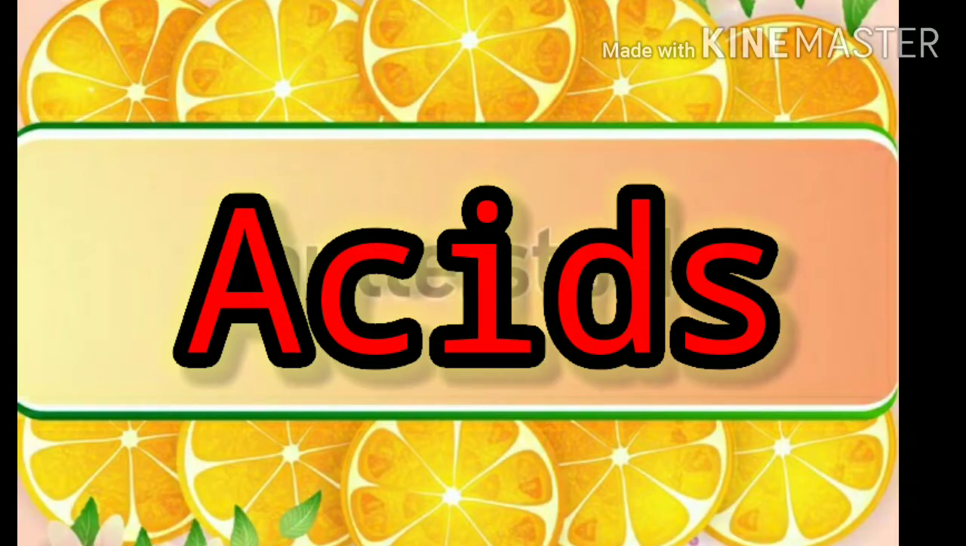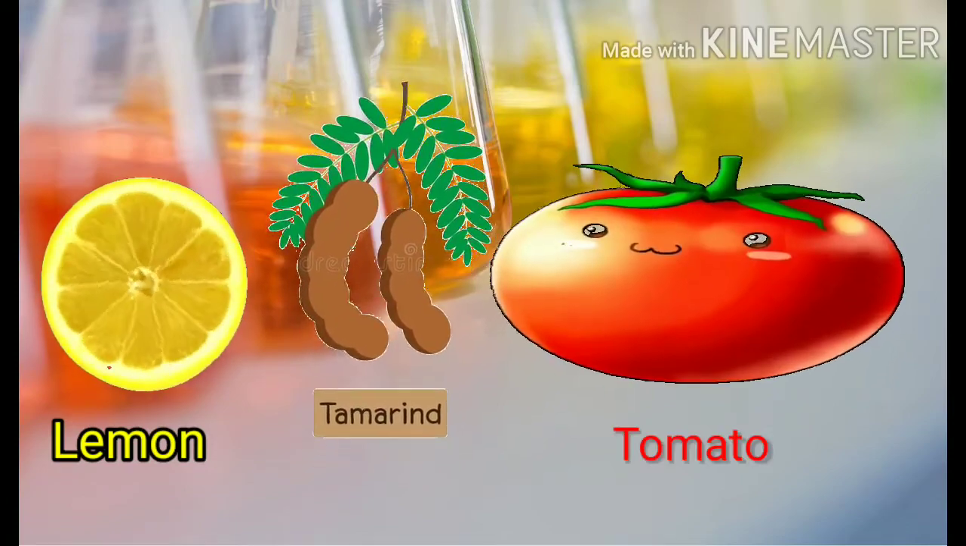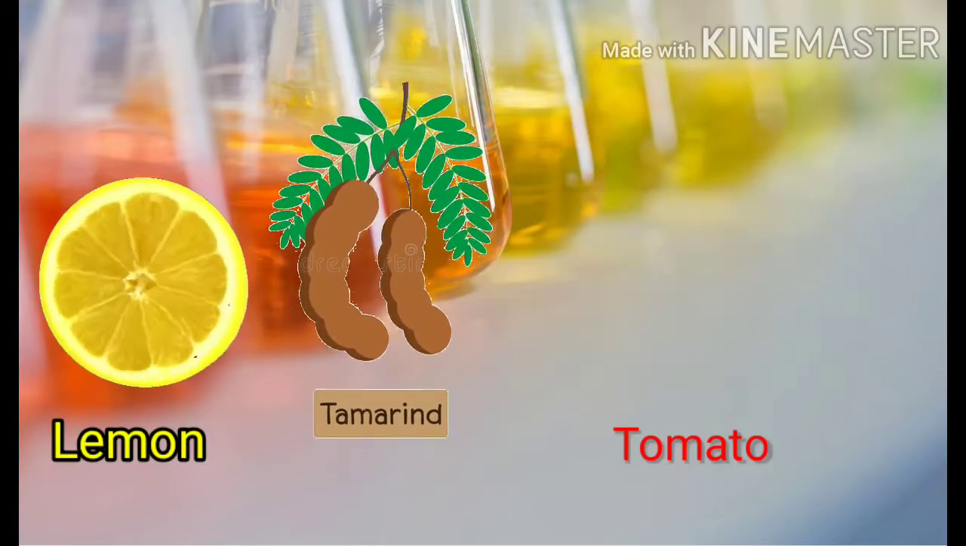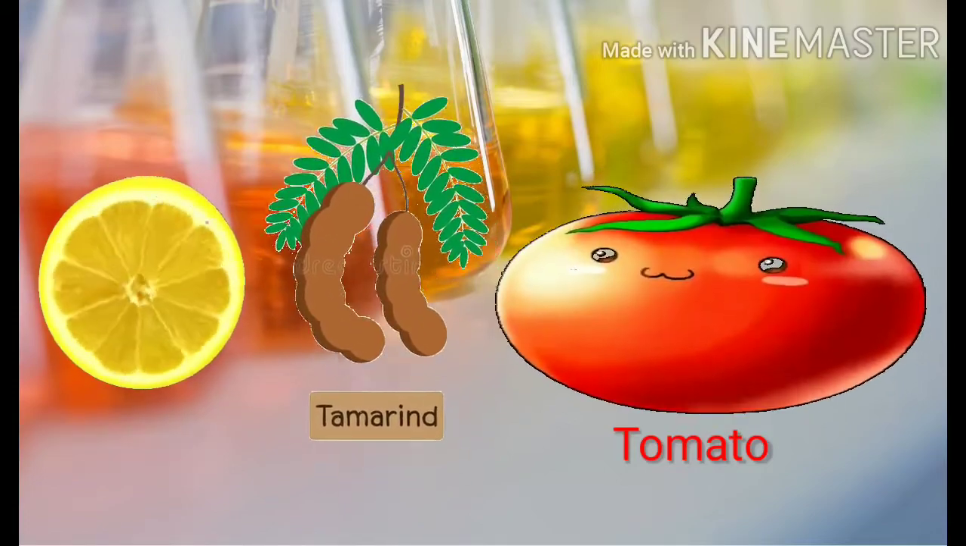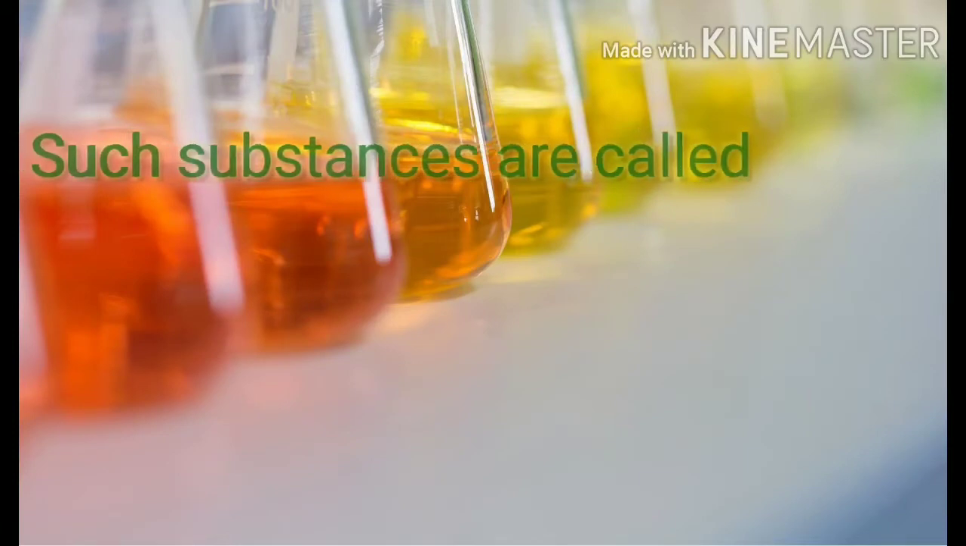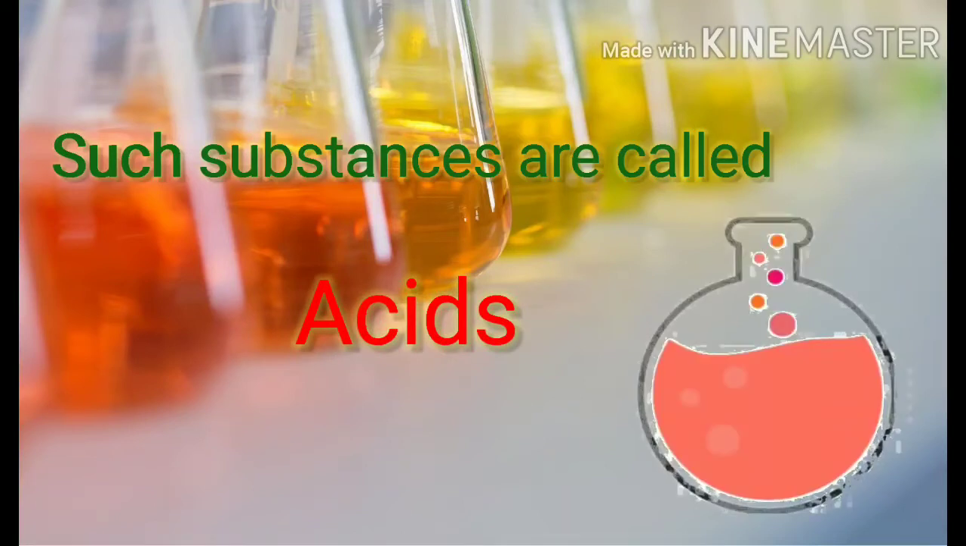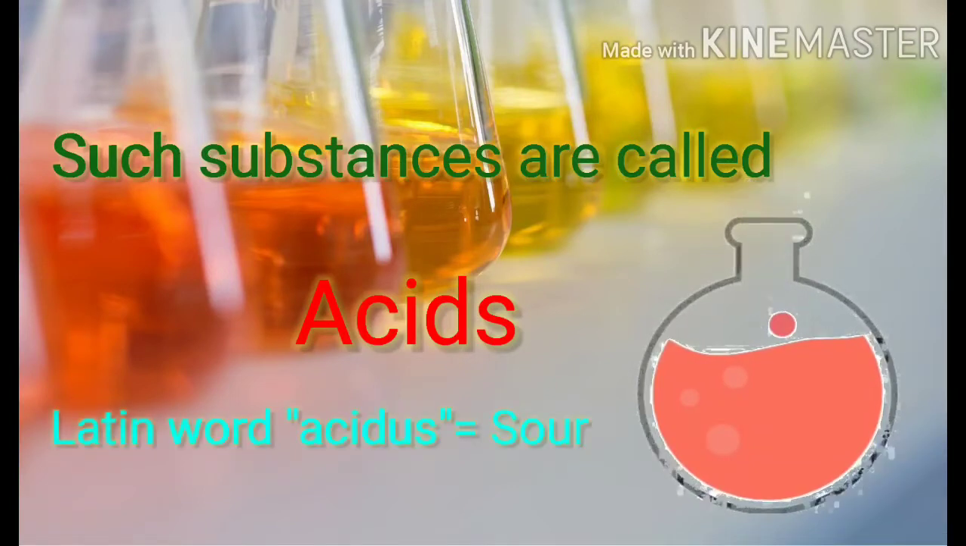First, let's learn about acids. When you taste any lemon, tamarind or tomato, how do you feel, children? How does the taste come to your mouth? I think it tastes sour. In Hindi it means khatta. Such substances which taste sour are called acids, and the word acidus comes from Latin and its meaning is sour. So on the basis of taste, if we want to classify acids, we can say acidic substances taste sour.